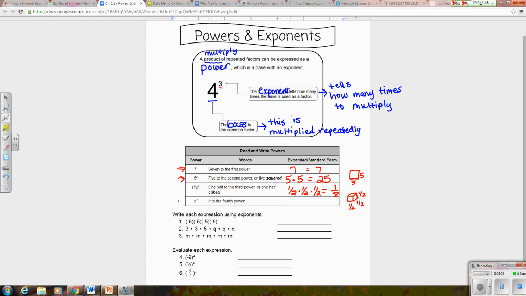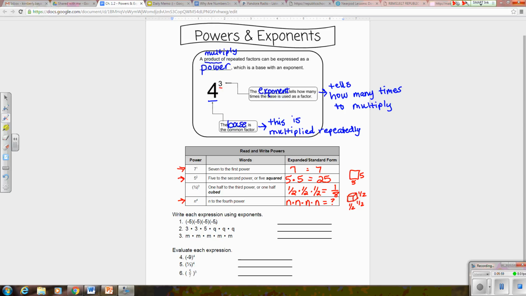And then lastly, let's take it to a variable because it does apply to variables as well. n to the 4th power. That's how this is written. n is my base. My exponent is 4, telling me to do 4 n's multiplied together. So n times n times n times n. I cannot do a standard form because I don't know what the number n is, so I can't actually get an answer. I can do the exponent form and the expanded form, and that's as far as I can go.